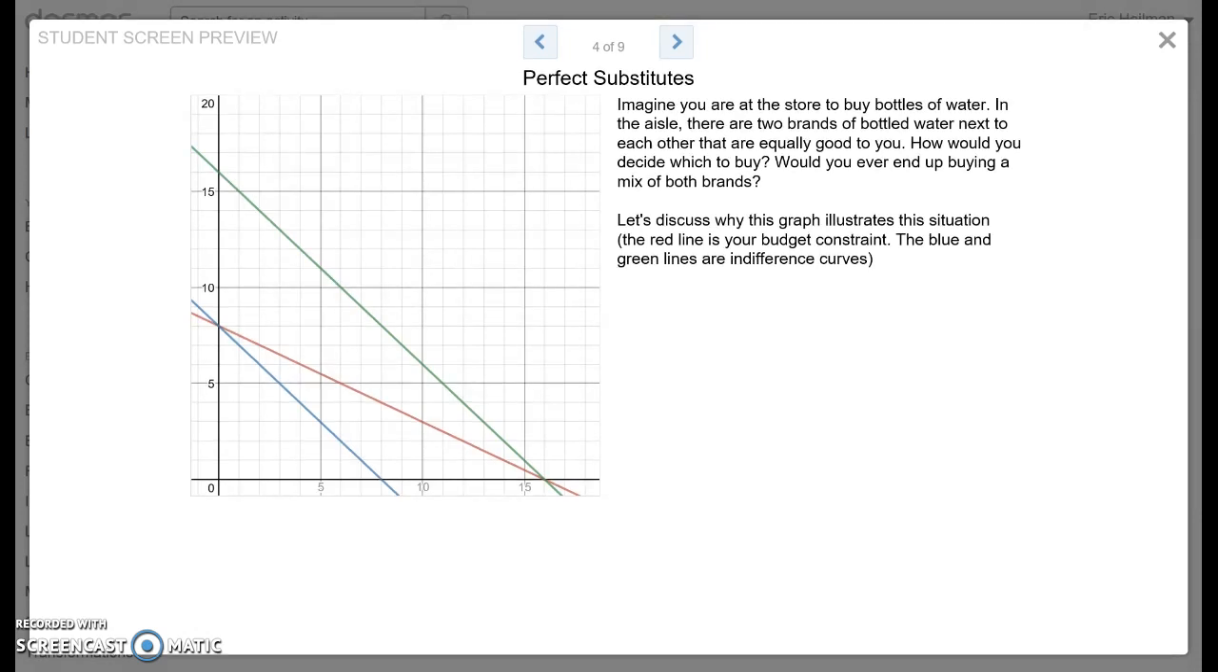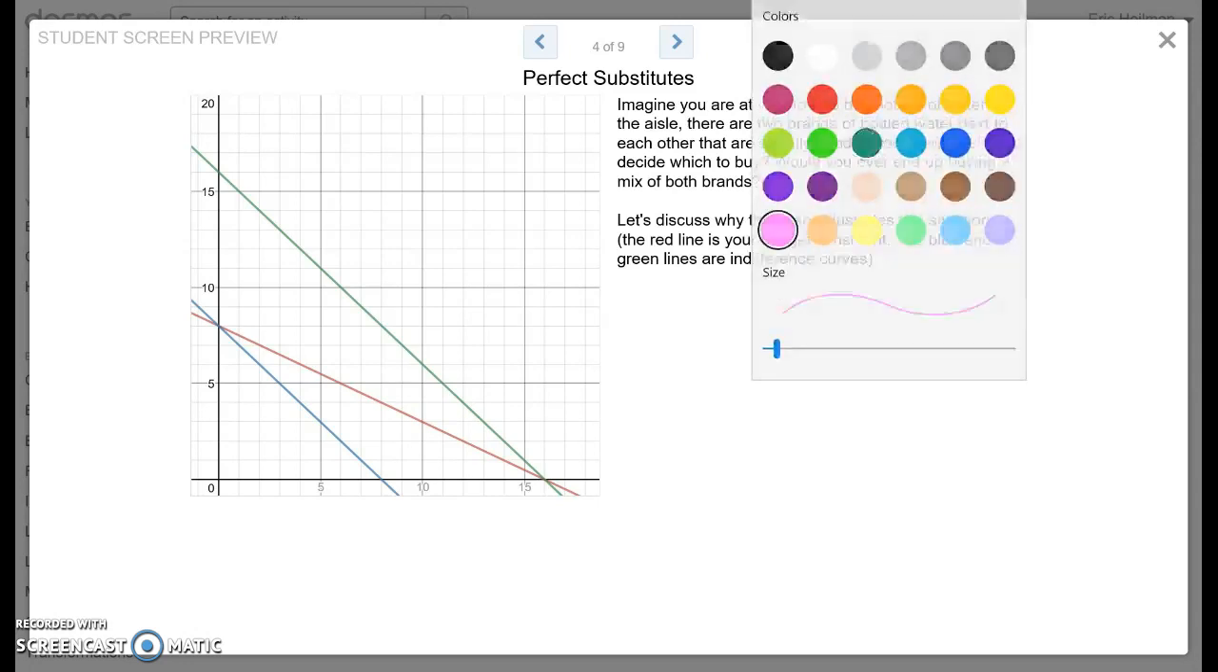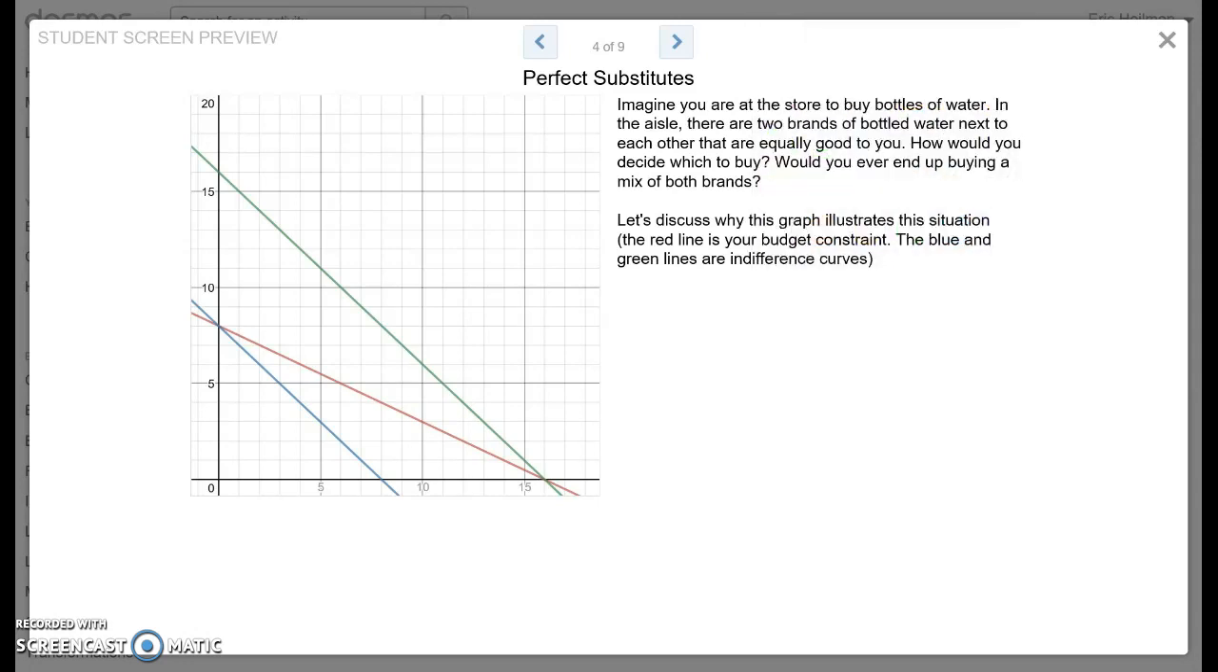Let's say that brand X is on the horizontal axis and brand Y is on the Y axis. In this diagram, you can tell that brand X is cheaper because if I spend all my money on brand X, I can get 16 bottles of water. If I spend all of my money on brand Y, I can only afford 8 bottles. So brand X is half the cost of brand Y. If I spend all of my money on brand Y, I end up on this blue indifference curve right here.